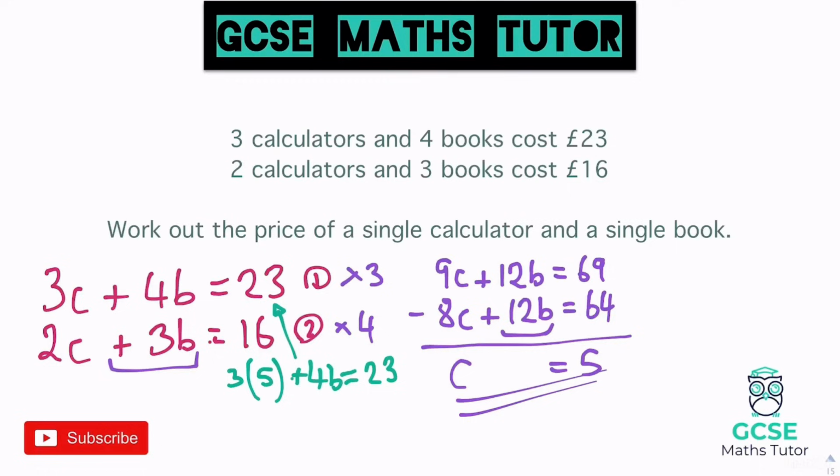Now 3 lots of 5 is 15, so we're going to have to take away 15 from both sides. And we get 4b equals 23, take away 15 is 8. And then dividing that by 4, we get b equals 2. There you go, 8 divided by 4, b equals 2. So our final answer there, we got c equals 5 and b equals 2. Obviously thinking about the context here, that was a calculator is £5 and a book is £2.